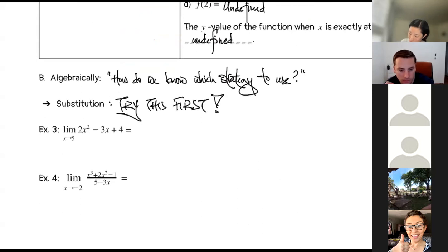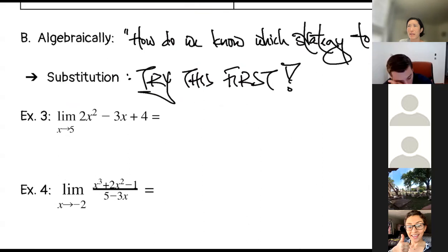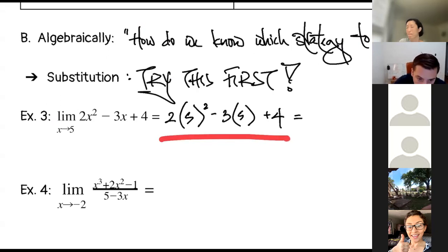All right. So let's do some actual number crunching here, which is weird. We've made it almost all the way through and not really done any number crunching. For example 3, I'm just going to go ahead and plug 5 into this function. And so I'll get 2 times 5 squared minus 3 times 5 plus 4. All right, never hurts to review order of operations. What do I do first here?